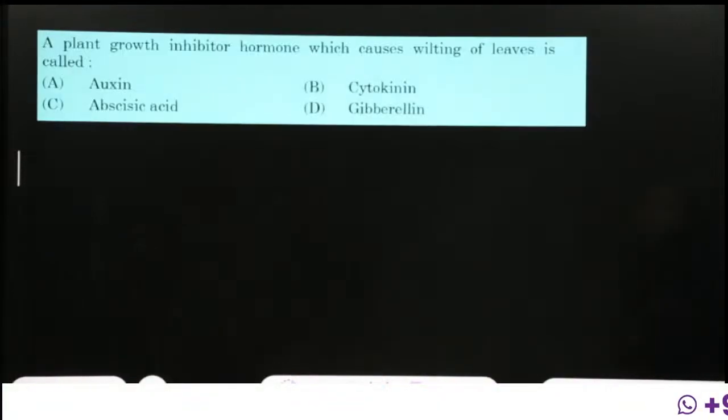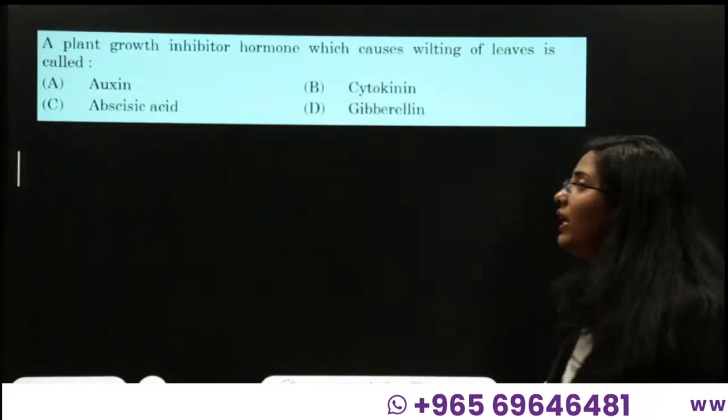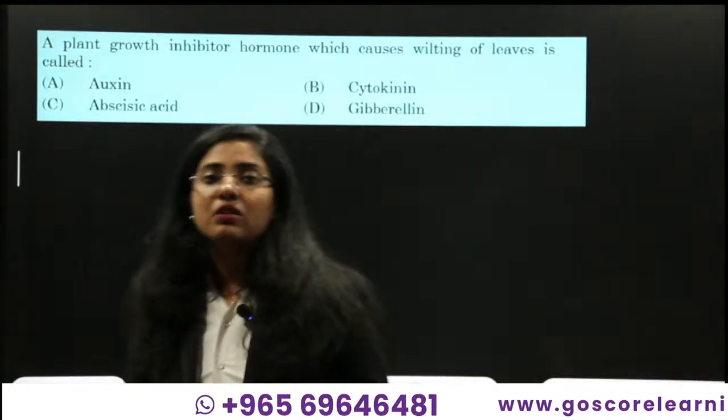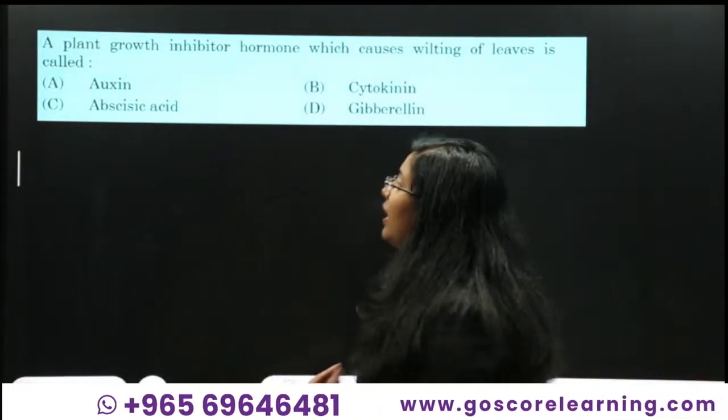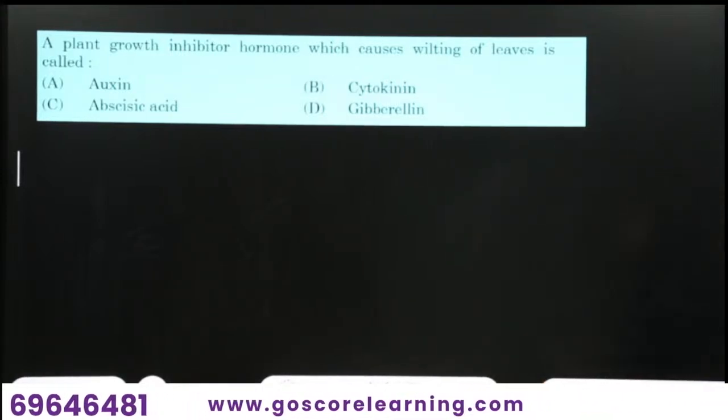Okay, so fine. So what is this question? A plant growth inhibitor hormone which causes wilting of leaf is called. Okay, wilting of leaf, it is moving out of the plant. So that is actually done by which hormone? We have four different options.